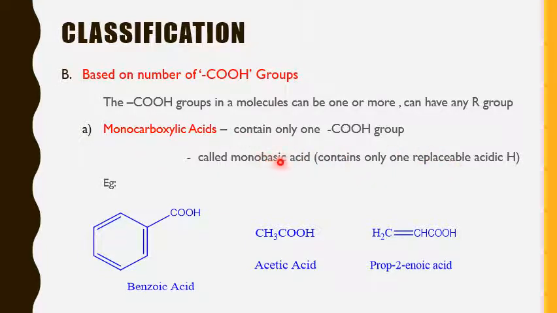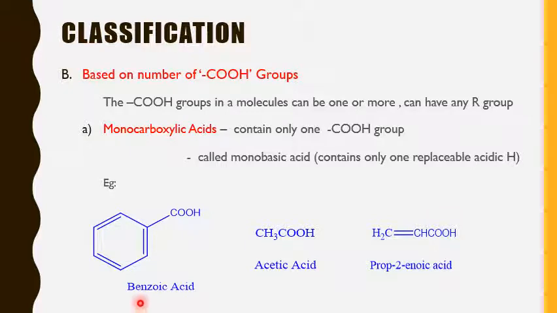The basicity doesn't mean that it is a base. It satisfies the base through these acidic protons in the molecule. So that's why the acidic character is based on the basicity. Here is the example. In all these examples, you can find one COOH group, one COOH group, one COOH.